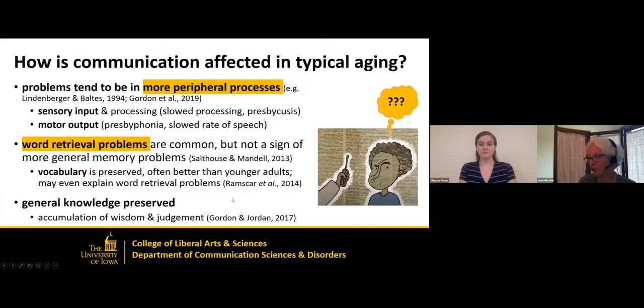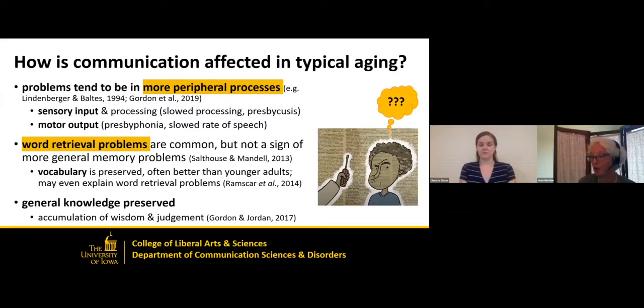So how is communication affected in typical aging? Research suggests that the most common changes tend to be in the more peripheral processes rather than the more central cognitive processes. So there are declines in sensory function that are common with aging. For example, about 2/3 of adults over the age of 70 show some degree of age-related hearing loss, which is referred to as presbycusis.